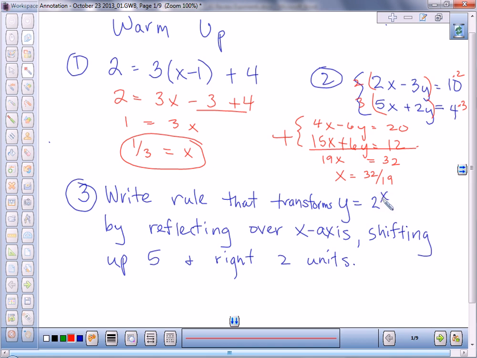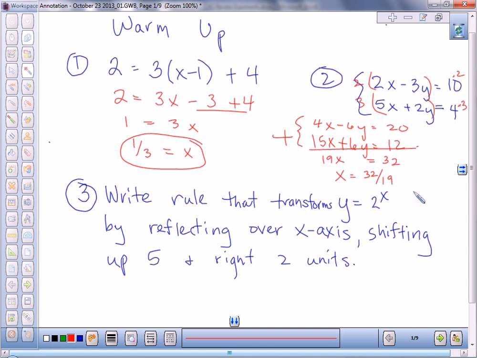Now, if you had written these from some type of real world application problem, more than likely you would not leave your answer 32 over 19. But if it is a straight math problem, we would definitely leave our answer 32 over 19 because that's the most exact answer we can get. But you just lost half credit.